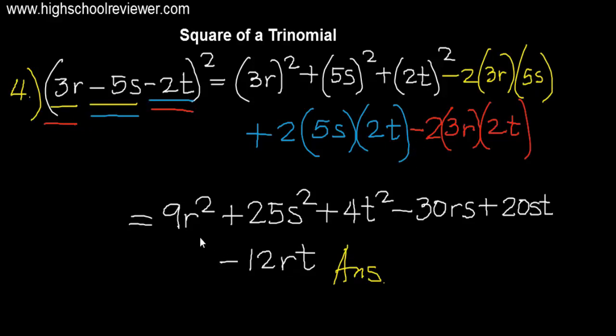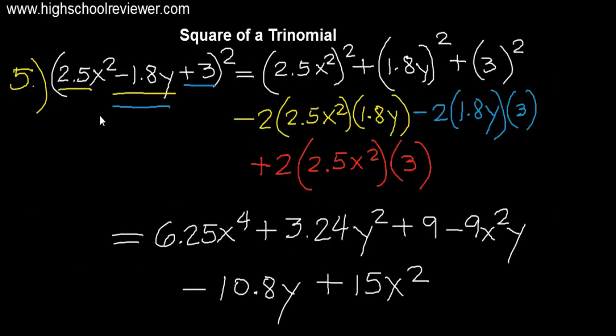Our final answer, 9r squared plus 25s squared plus 4t squared minus 30rs plus 20st minus 12rt. And number 5, we have here the quantity of 2.5x squared minus 1.8y plus 3 raised to the power of 2. Again, get the square. Add the square of the first three terms.